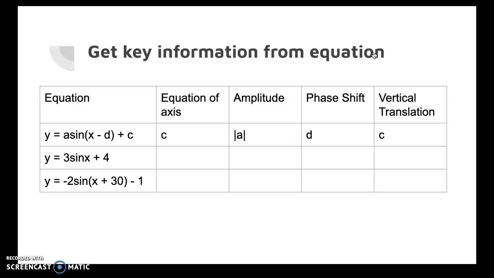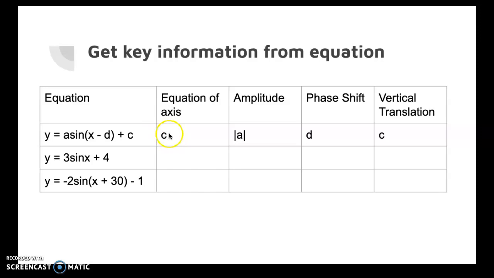Okay, so getting key information from an equation. Remember our first lesson on periodics, we were talking about equation of the axis, amplitude, phase shift, and vertical translation. Actually, we weren't talking about these yet, but now you know. We can get these directly from the equation. We don't need to graph it just to see them.